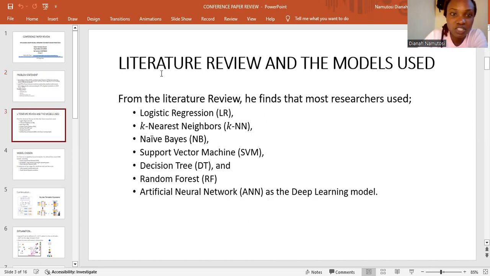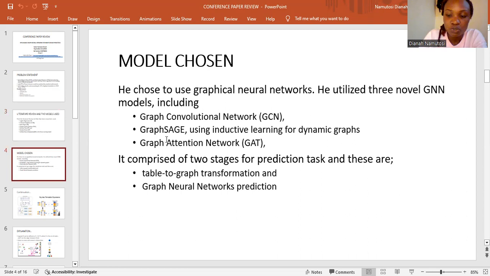From the literature review, most researchers used traditional machine learning models, and some of them combined them with deep learning, and these are the models that they used. Then he chose to use GNN, graph neural networks, of which he used all three models: graph convolutional network, GraphSAGE, and graph attention networks.